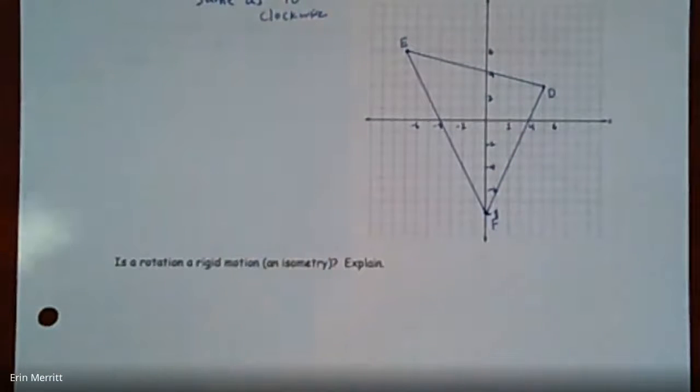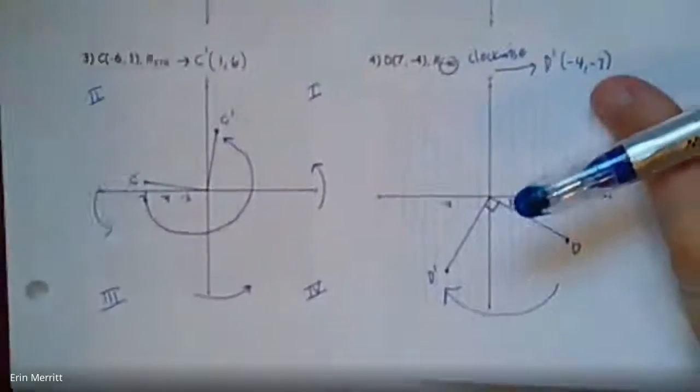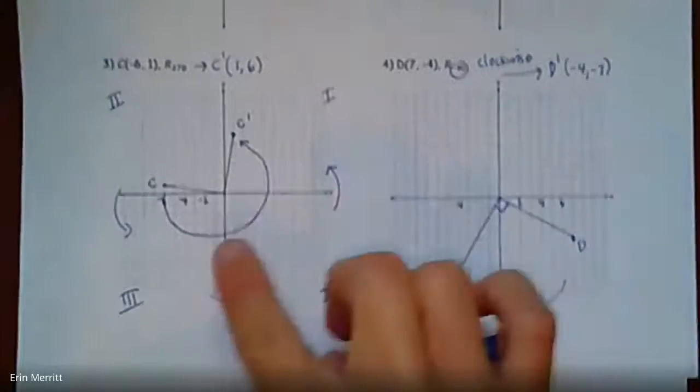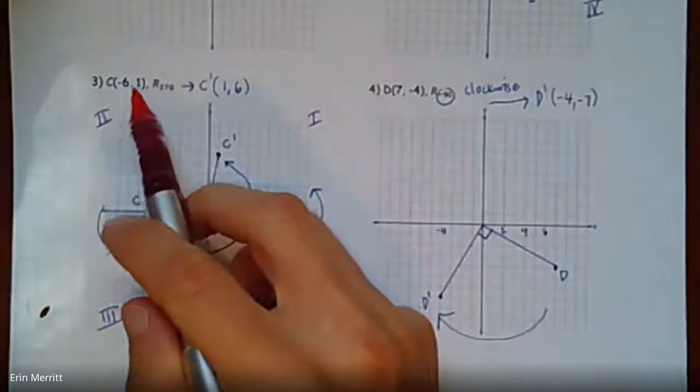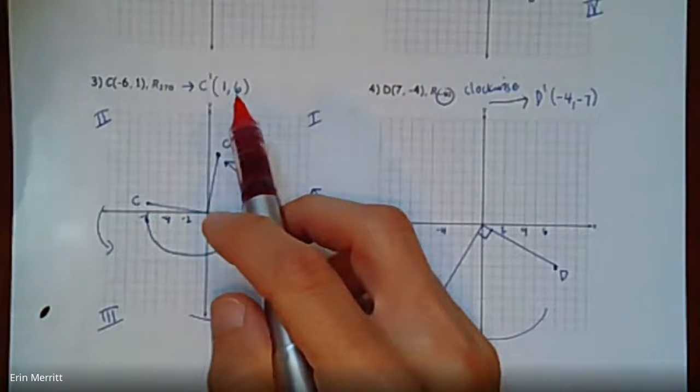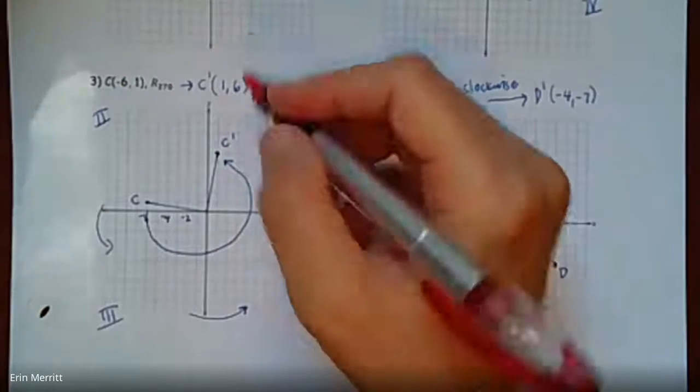Or we can go back and see if we can create a rule. So when we come back here, let's take a look. We just acknowledged that these last two are the same. So we should be able to build a rule kind of off of either one of them. So negative 6, 1 goes to 1, 6. So what it looks like, the X coordinate goes to the back and gets negated.